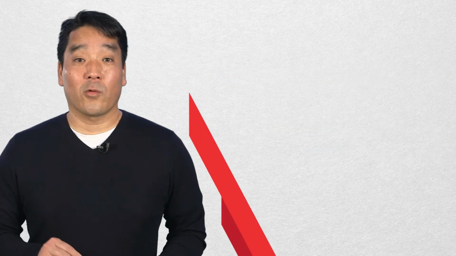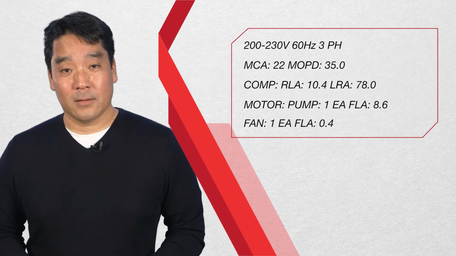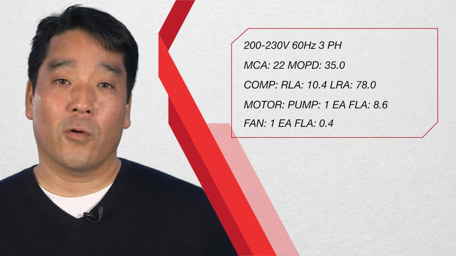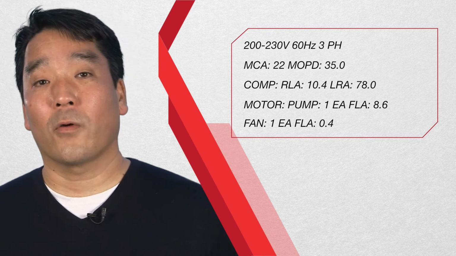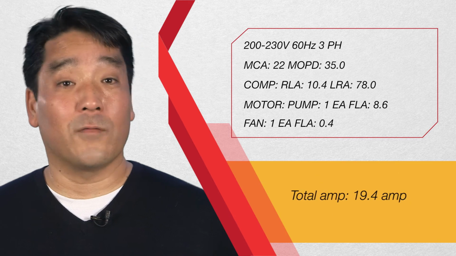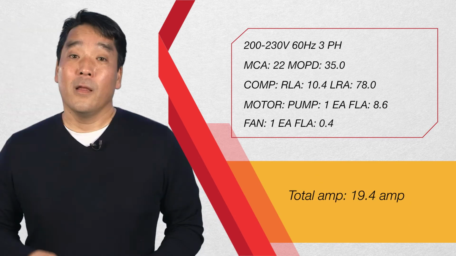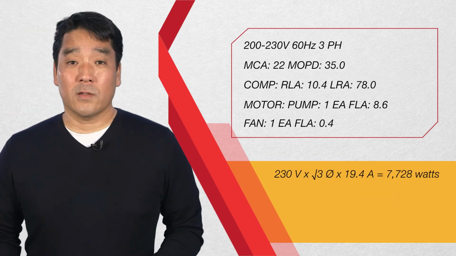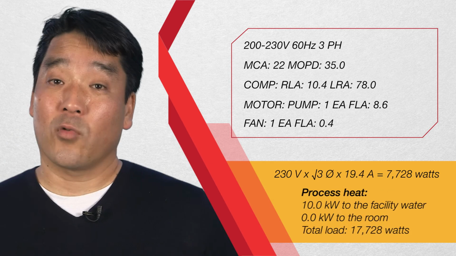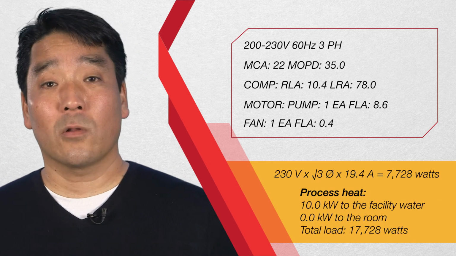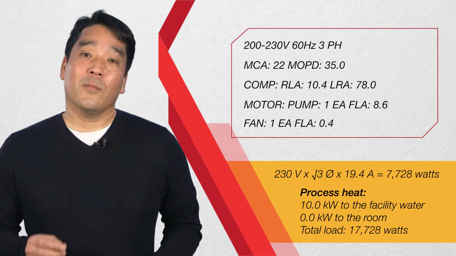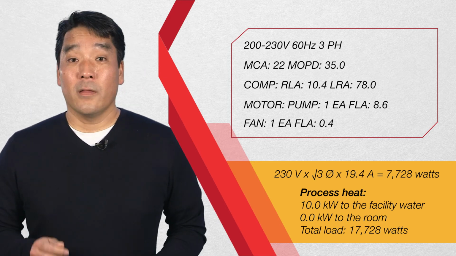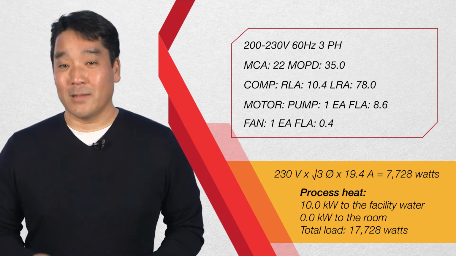The same chiller with a water-cooled condenser looks like this. We have 10.4 amps from the compressor, 8.6 amps from the pump motor, and 0.4 amps for the fan for a total amp draw of 19.4 amps. Then we can convert amps to watts using this formula. Adding process heat of 10 kilowatts gives a total load of 17,728 watts. While it is not much different than an air-cooled chiller, the utmost concern is where the heat ends up.